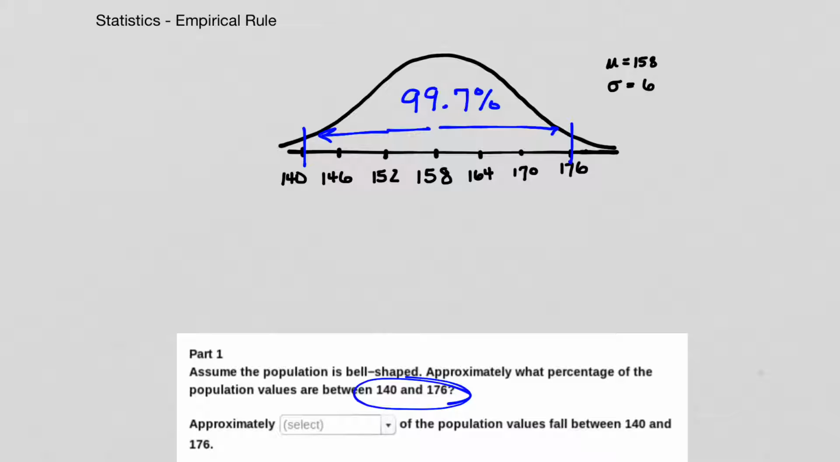Now, occasionally your textbook will, instead of being so specific to say 99.7, say "all or almost all." So if that's the choice, then go ahead and pick "all or almost all," which means exactly the same thing to the book as 99.7%.